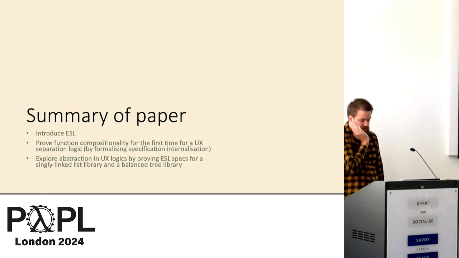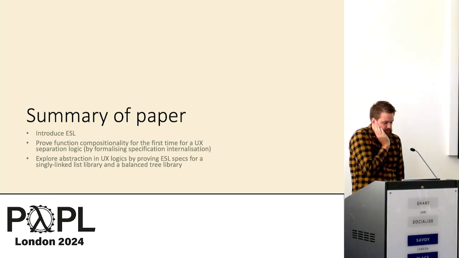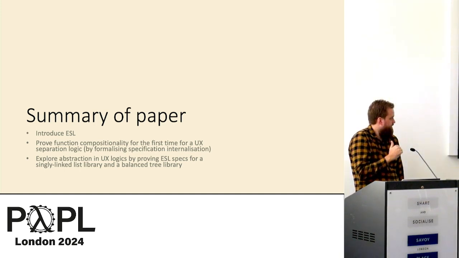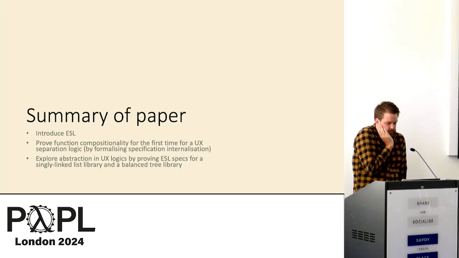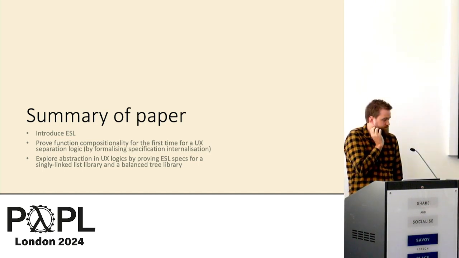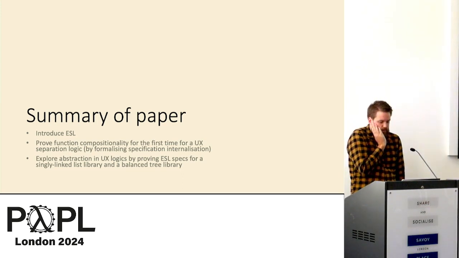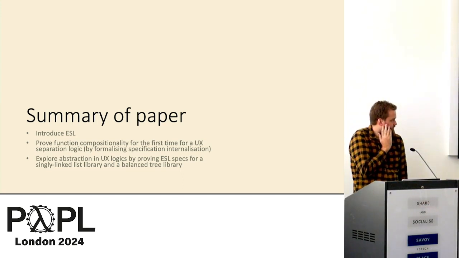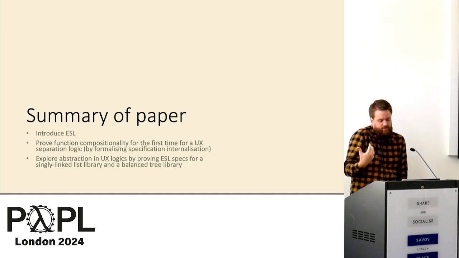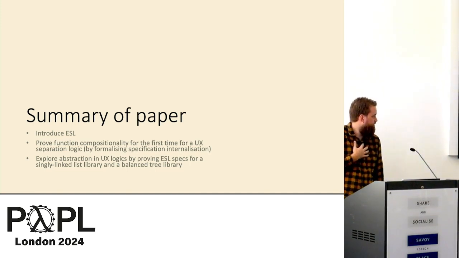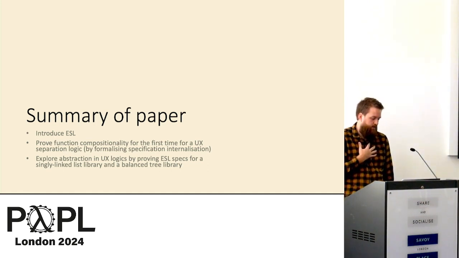So, a short summary of the paper: we introduced this ESL logic, and then we give rules and prove soundness of how to do reasoning about functions by formalizing this internalization mechanism. And then the paper also contains some more examples of doing abstraction in under-approximate logics. So we provide some specs for, for example, a singly linked list library and some functions over balanced trees. Yes, that's it.